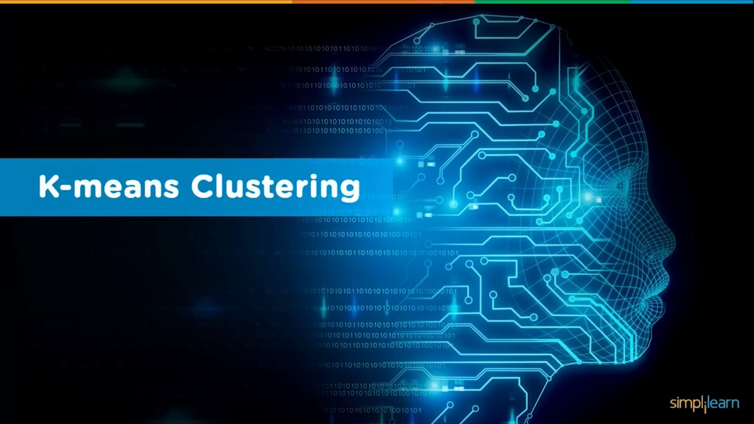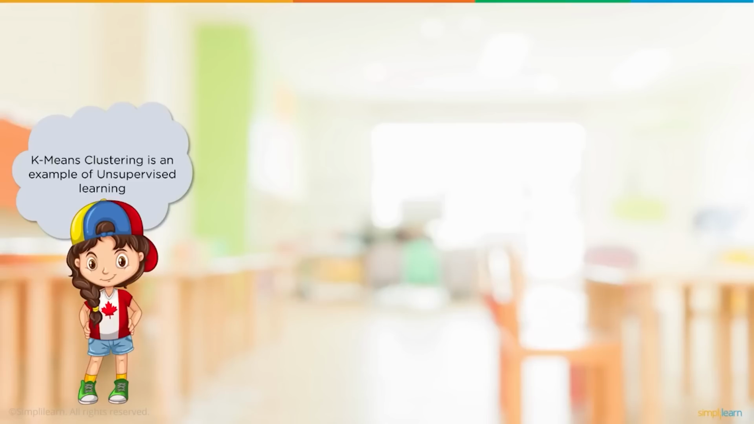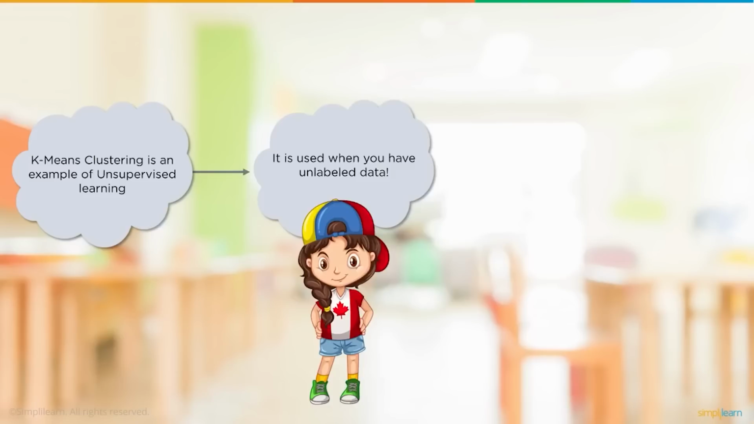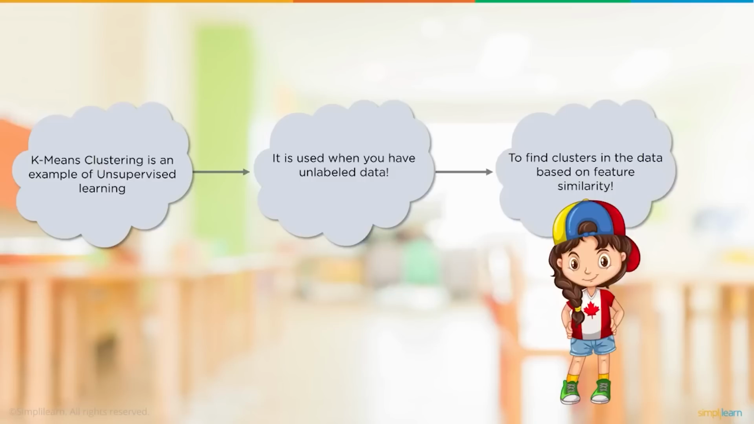We're going to use K-means clustering. K-means clustering is probably the most commonly used clustering tool in the machine learning library. K-means clustering is an example of unsupervised learning. If you remember from our previous thing, it is used when you have unlabeled data. So we don't know the answer yet. We have a bunch of data that we want to cluster into different groups. Define clusters in the data based on feature similarity.